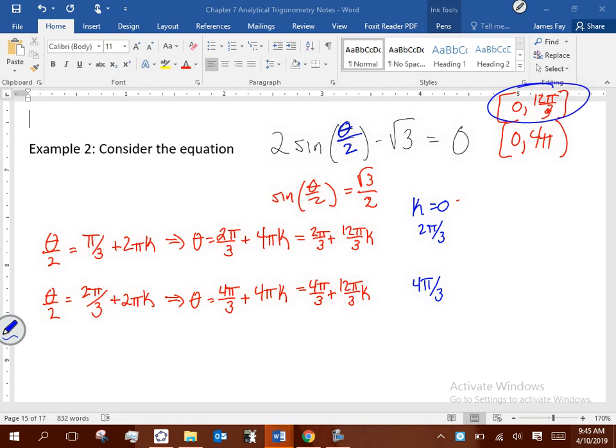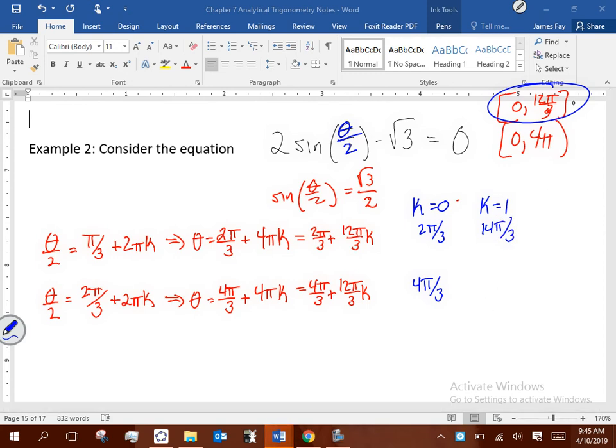Yes. The reason I like to change this to 12 pi over 3 is because these are in thirds as well, so now all I have to do is compare the numerators. If these numerators are less than 12, I keep it. If it's over 12, I get rid of it. So now I let k be 1. Well, if k is 1, I'm going to now have 2 pi over 3 plus 12 pi over 3, and it gives me 14 pi over 3, right?